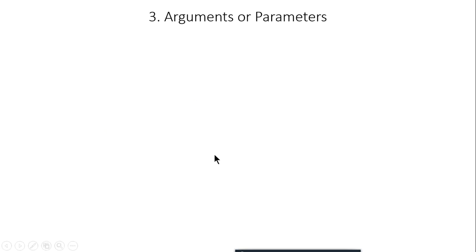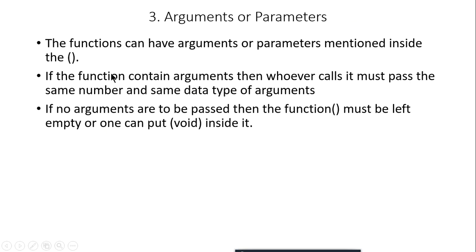Now let's talk about the arguments or parameters. What are arguments or parameters? They are defined inside these round brackets. And if your function contains arguments, then whoever calls it must pass the same number and same data type of arguments. Okay, so let's say you have a function named void add, and inside the round brackets you are passing int x comma int y.